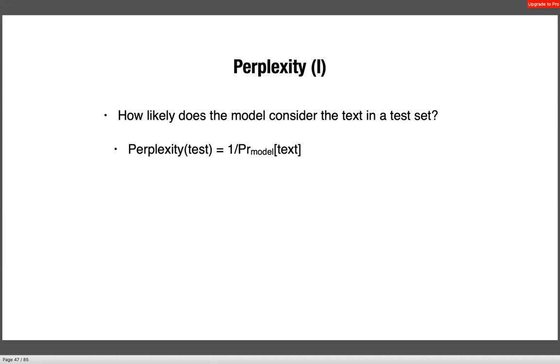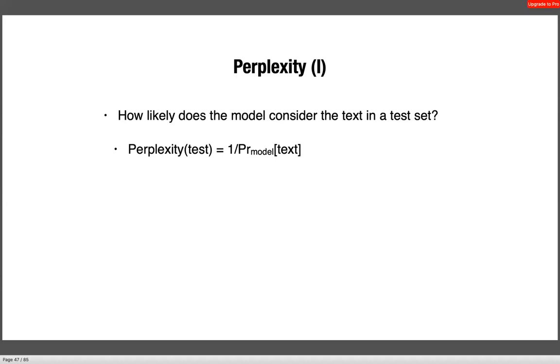Okay, meaning how surprised am I to see this text in my test set? If my model is really good, then I'm not going to be very surprised. If my model is bad, which means that it's not able to deal with the text in the test set, well, then my surprisal values are going to increase, right? I'm going to be very surprised to see the sentences in the test set.